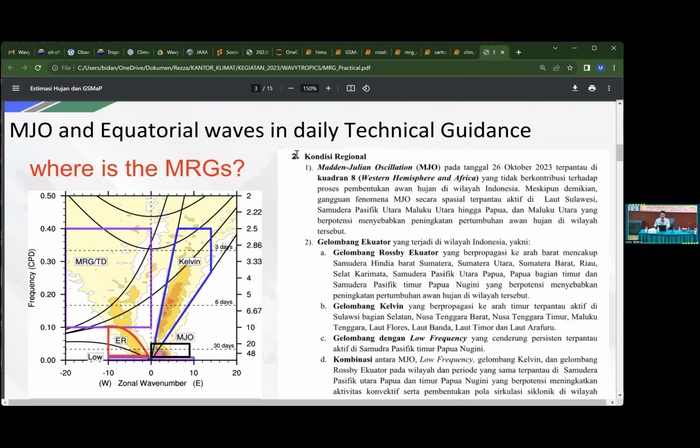As the introduction, to be honest, the MRG, compared to the MJO and the other equatorial waves such as Kelvin and Rossby, is still not included in our forecasting procedure. So hopefully through this workshop, we can enhance our understanding together, and as Thierry also said yesterday or the day before, the object approach of the analysis is very important. So if we are able to detect some objects like an MCS moving westward, we can ask what is actually happening and what is the trigger of that?